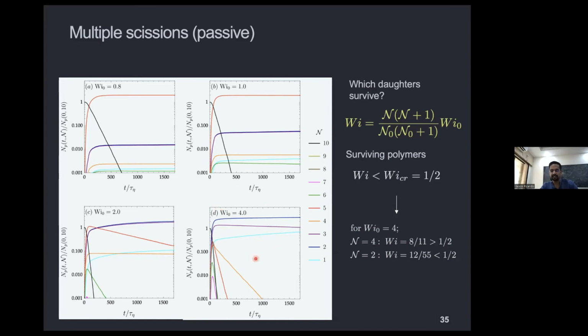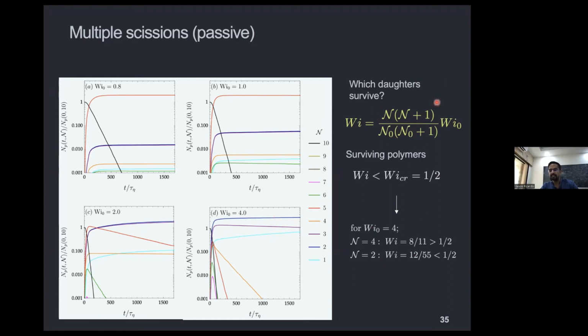If I take this fourth panel here, where the parent Weissenberg was 4, I can estimate from this formula that for a daughter polymer with 4 beads, the Weissenberg is 8/11, which is greater than half, so it should break. And n equal to 4 does break. That's the orange curve. On the other hand, for a dumbbell, the Weissenberg is smaller, and that is actually less than half, as you can see here. And therefore, I predict just a priori, just based on this simple formula, that the dumbbell will not break. And that actually does happen in the simulation.